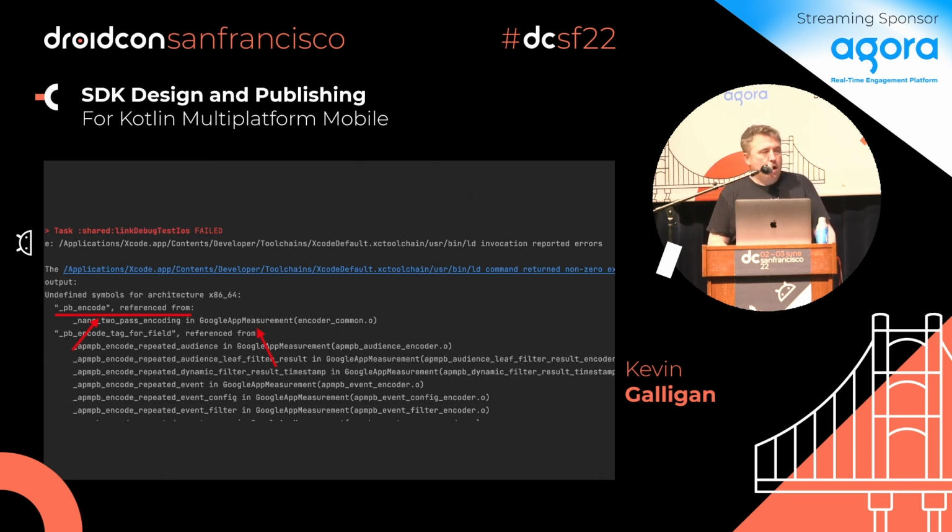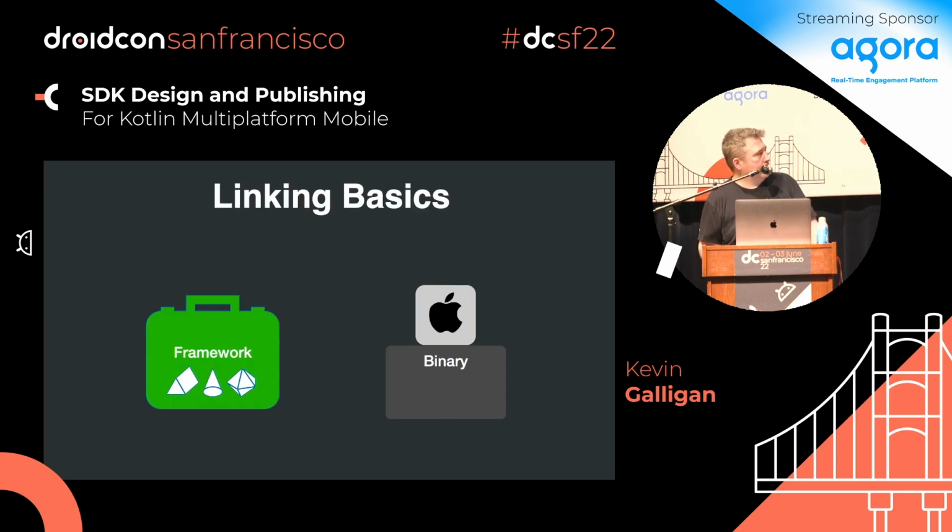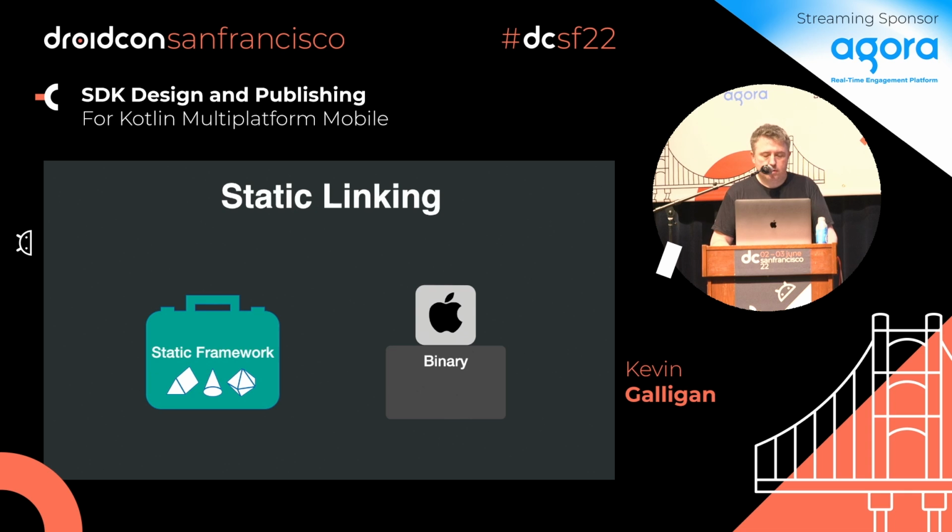So, the linking basics, as far as KMP is concerned: you make a framework, and then you want that framework with its symbols to be inside your binary app somehow. Static frameworks are simpler, I would argue. The linker, when you're building your iOS app in Xcode, will just take the symbols directly out of the static framework and pull them in. To me, it's conceptually simpler.